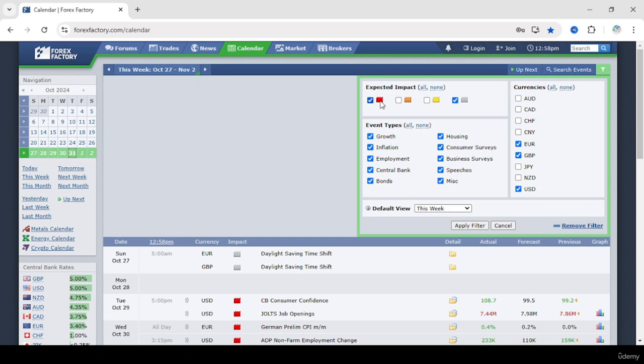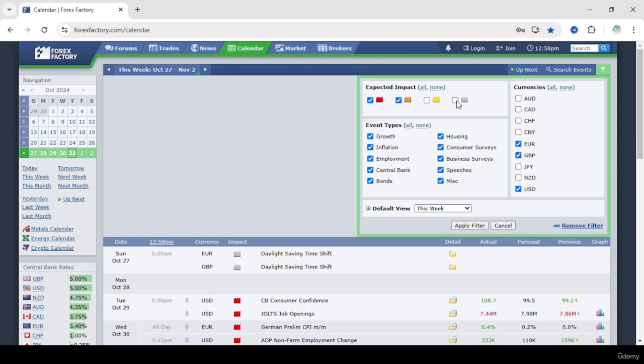The red is the high impact news. We want that to be on because we are interested in the high impact news. Also, we are interested in the medium impact. The third one is the low impact, and we are not so much interested in the low impact and the non-economic.